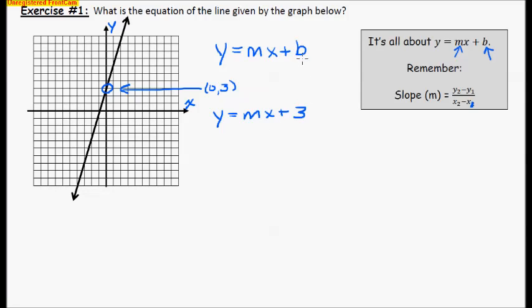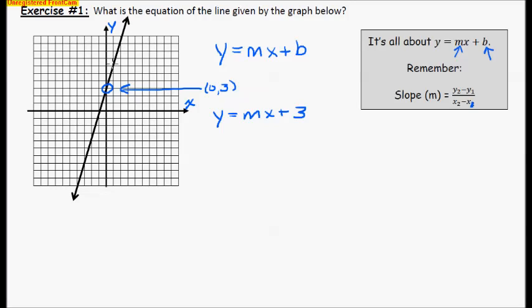All right? So far, if I just put my y-intercept into this equation, I have this. I took the b out because that's my y-intercept, and I put in the 3. Okay? So now I'm just left with one more thing. I just have to find my slope. Now, there's a couple ways you can do this. You can use this formula, or we can just go find another point.